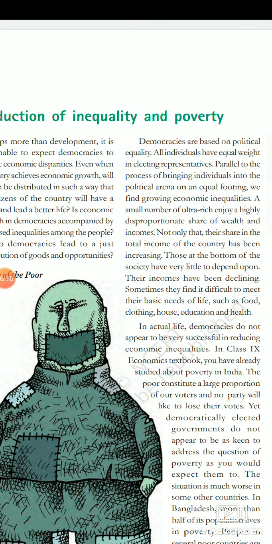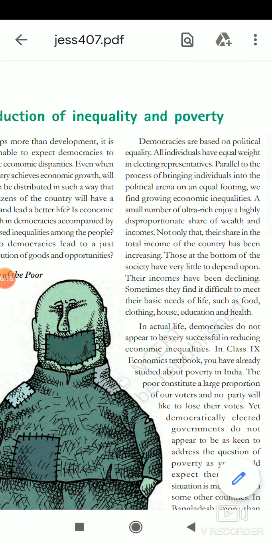There are a number of poverty alleviation programs in our country, like MGNREGA. It is a very popular program, MGNREGA 2005, which you already studied about in class 9th. The next outcome of democracy is the accommodation of social diversity.